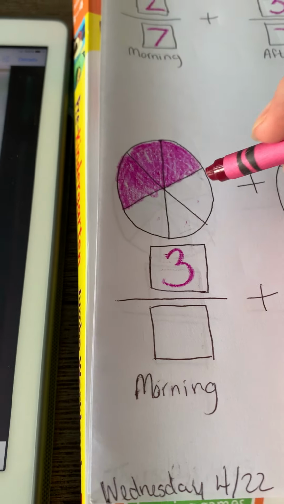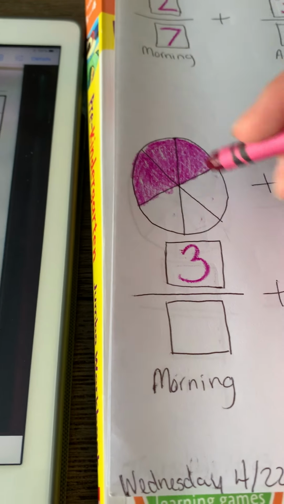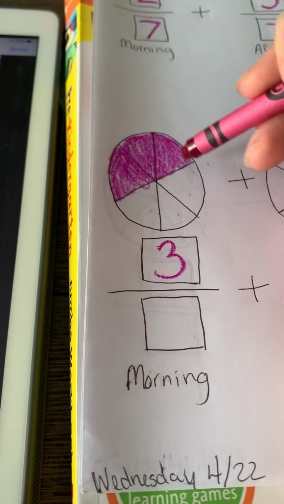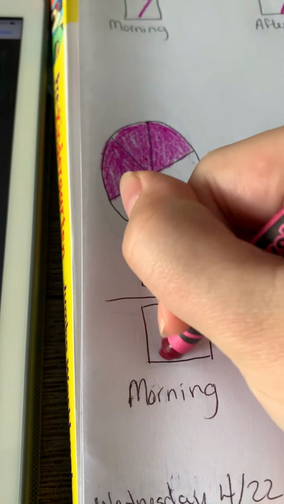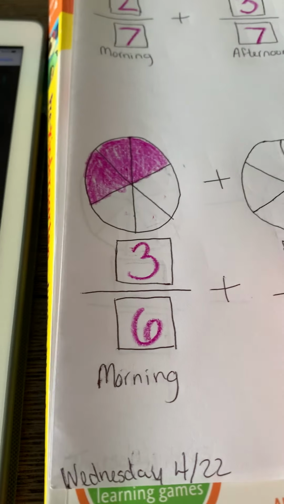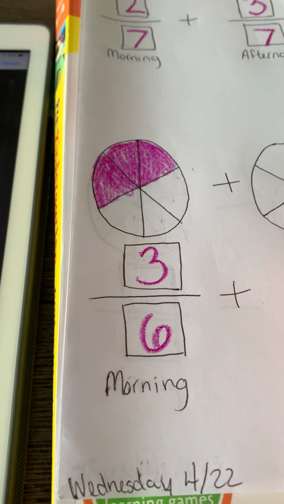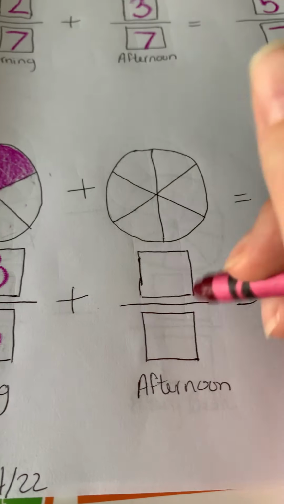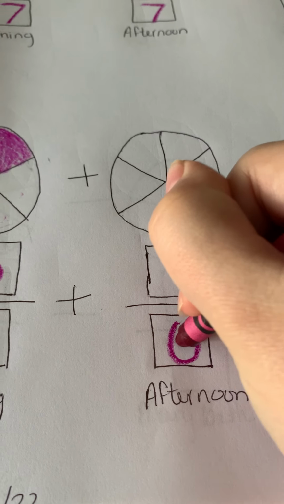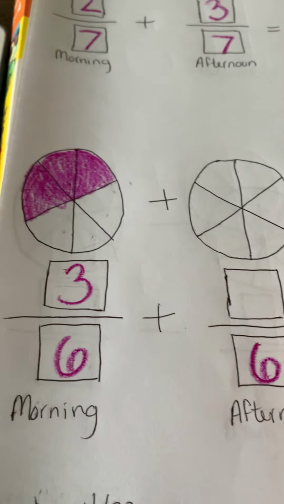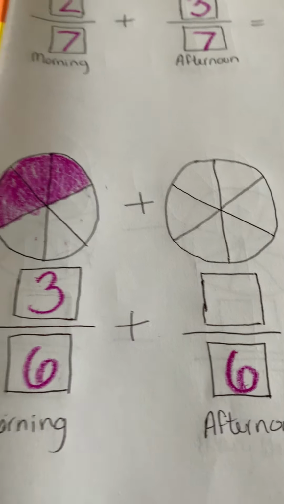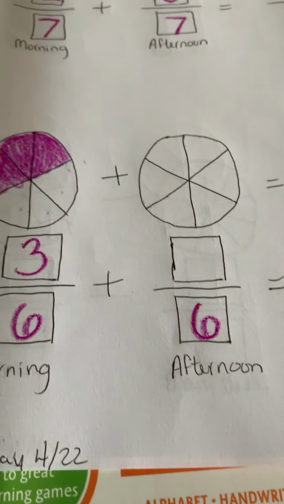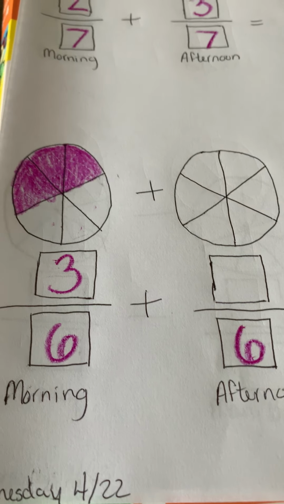So since we shaded in 3, we have to put 3 at the top. And do you remember how many customers he helped all together? That's usually how many pie slices we have. 1, 2, 3, 4, 5, 6. And we put our 6 down at the bottom. Okay? And now we have to find out how many he helped in the afternoon. Well, we already know that there was a total of 6 customers. Or he wants to help 6 customers. He has a goal of helping 6 customers.